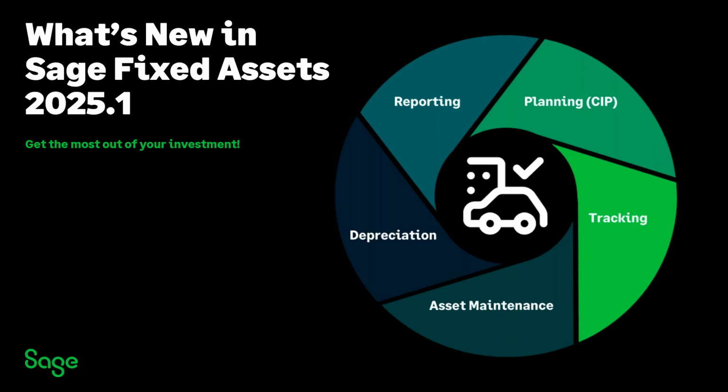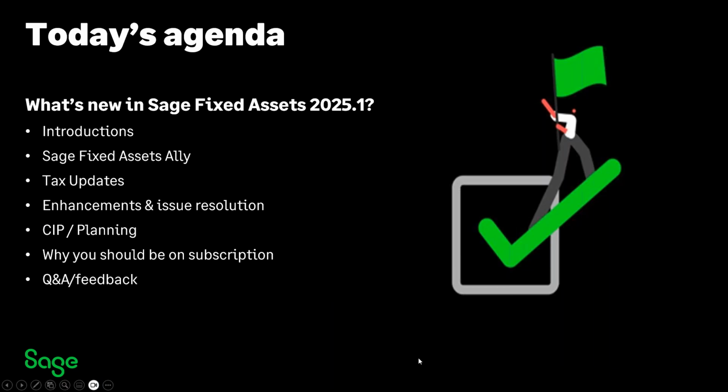Hi, everyone, and welcome to today's webinar, where we're going to be diving into what's new in the Sage Fixed Assets 2025.1 release. For our agenda today, we'll be covering introductions, our Sage Fixed Assets Ally. It's your personal assistant, if you don't know that already. This year's tax updates, enhancements and issue resolutions.